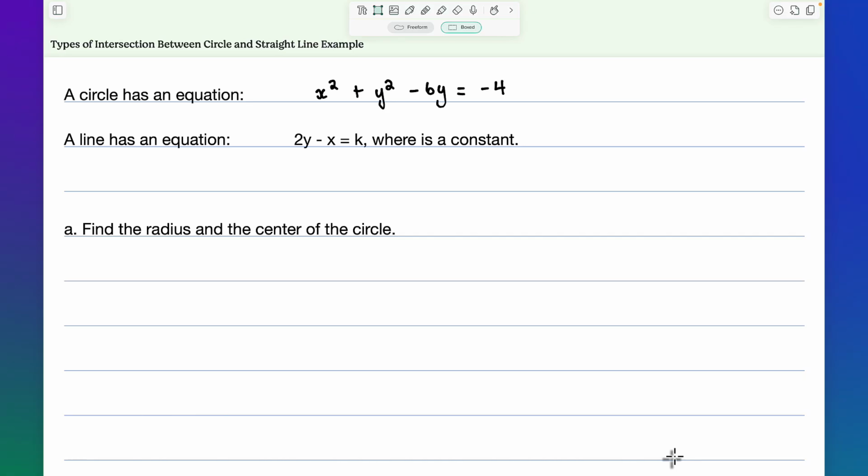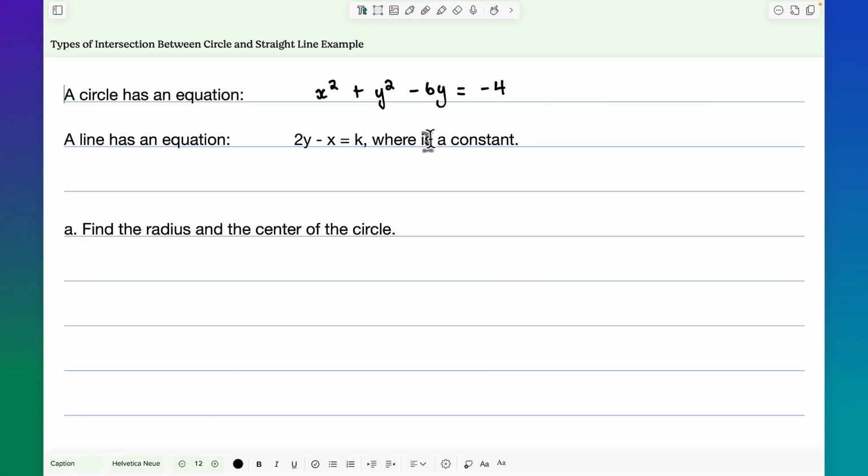We are given that a circle has the equation x squared plus y squared minus 6y is equal to -4, and a line has the equation 2y minus x is equal to k, where k is a constant. So the first question is: find the radius and the center of the circle.